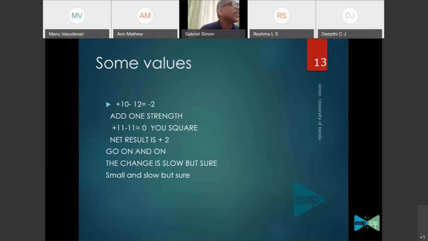What does this mean? The net result that you have gained, earlier you were at minus 2, now you are at zero, so the net result is plus 2. What I'm trying to bring across is the synergizing effect that your activation through strength does have. You are just looking at your strength, you're just adding one strength, but you're getting a benefit of two.